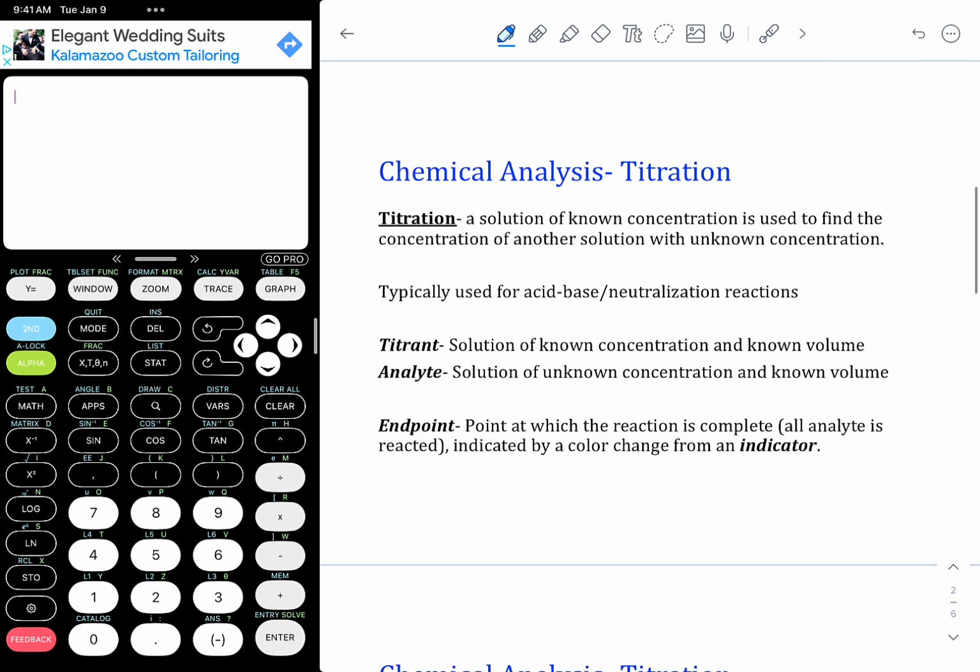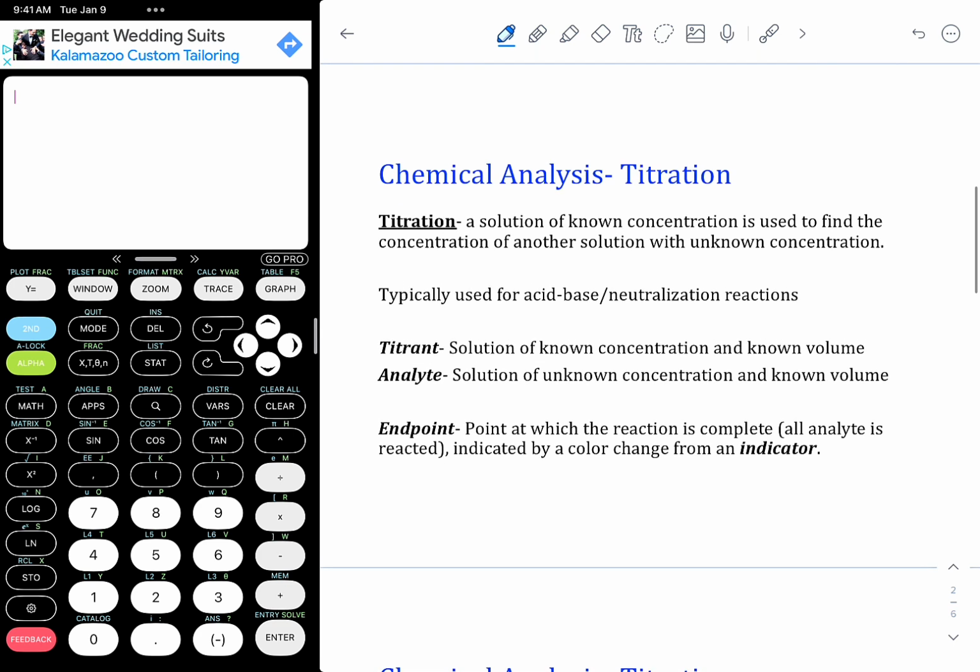So our first type of chemical analysis is known as titration. This is typically seen in neutralization reactions where we have an acid and a base reacting together to create a salt and water. And typically we have two solutions. One solution has known volume and known concentration, while the other has known volume but unknown concentration. And the purpose of a titration is to determine that unknown concentration.